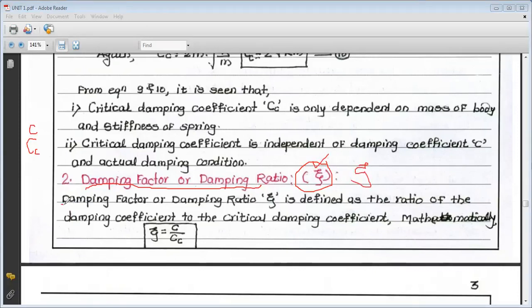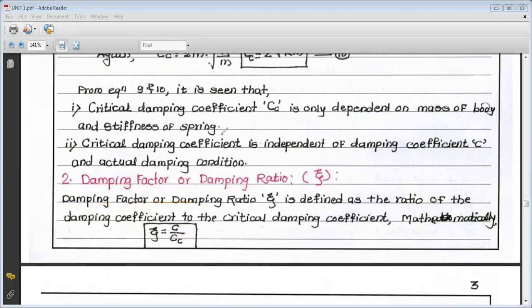So what is damping factor? Damping factor or damping ratio, zeta, is defined as the ratio of damping coefficient C to the critical damping coefficient Cc. So mathematically we can say that damping factor equals damping coefficient upon critical damping coefficient. That is nothing but zeta equals C upon Cc.